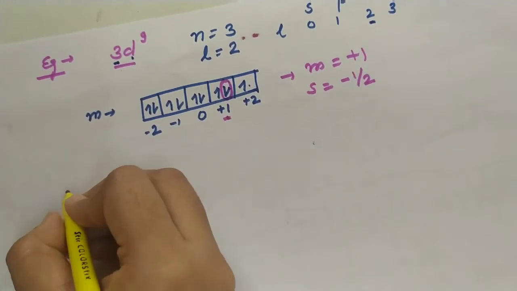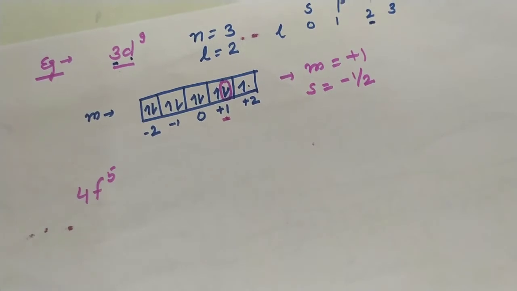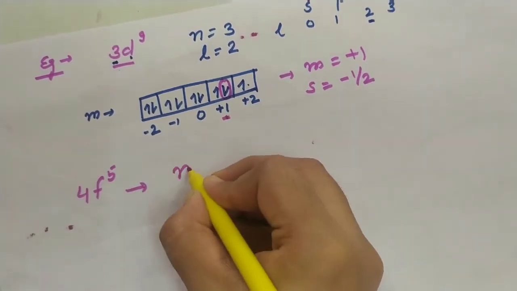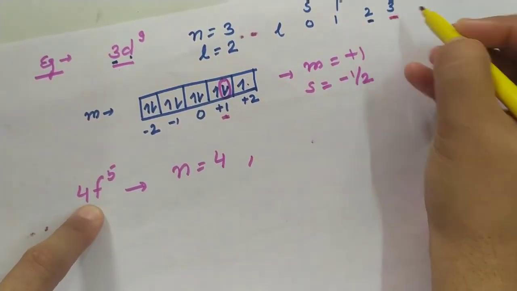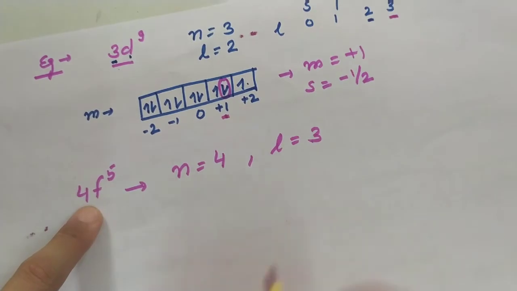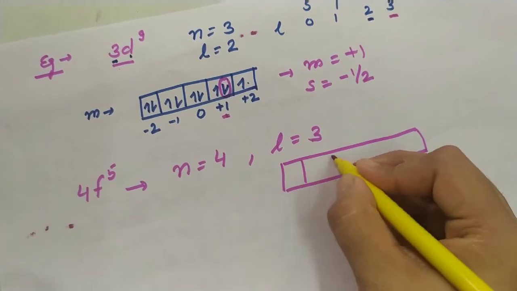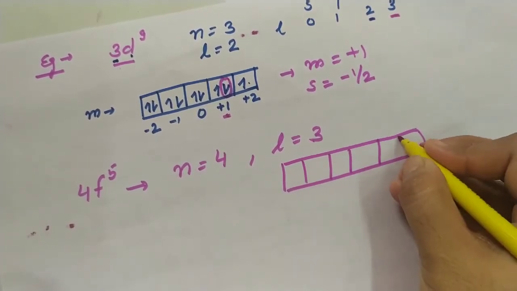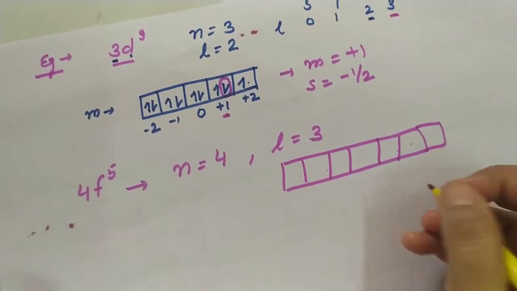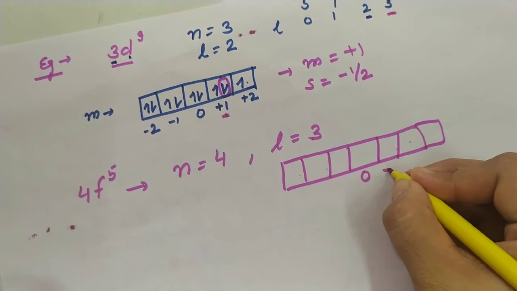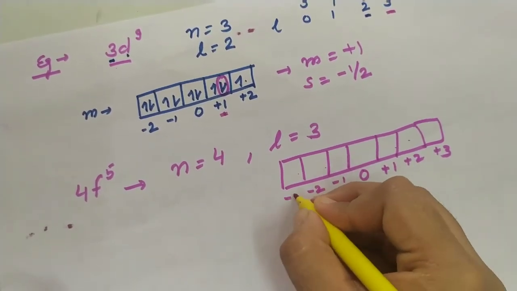Okay. Now, taking one more example, 4f5. In this case, n is equal to 4. For f orbital, l is equal to 3. Now expand the f orbital. 1, 2, 3, 4, 5, 6 and 7. Okay. At the center you write 0, plus 1, plus 2, plus 3, minus 1, minus 2, minus 3.